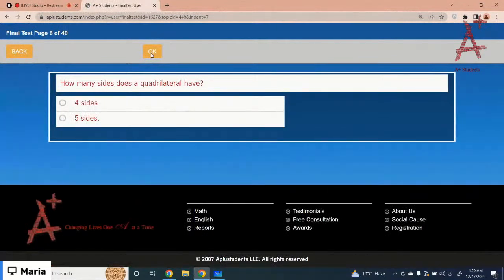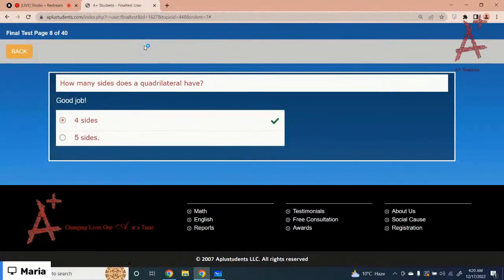How many sides does a quadrilateral have? 4 or 5? How many sides? Quadrilateral is a four-sided shape. Got it? So it has four sides. The correct option is 4. Just select the correct option and click on the OK button.